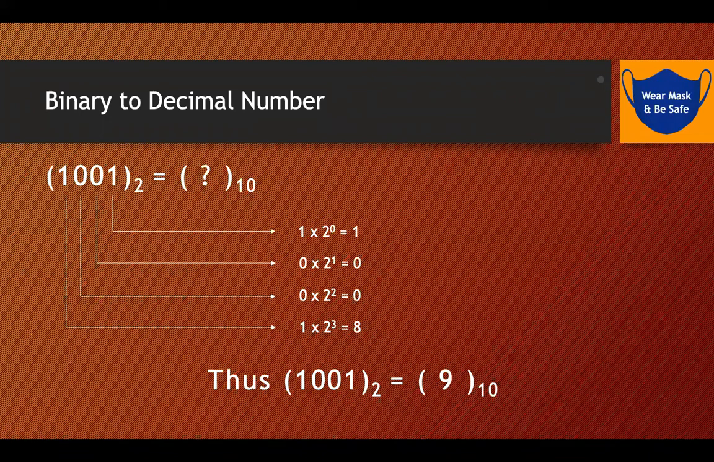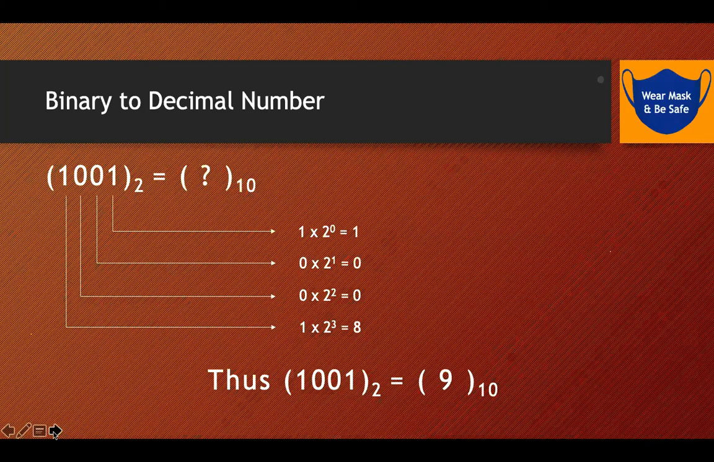After getting the answers, we have to add all the products that we get. So 8 plus 1, because here you can see 0, and again here 0. So 8 plus 1, we have written 9. So the answer is 9. Understood? Okay.